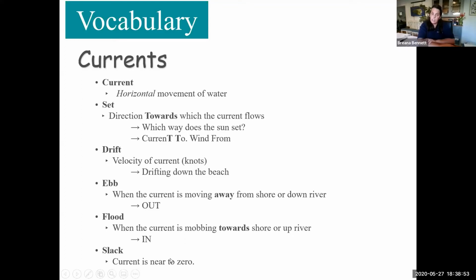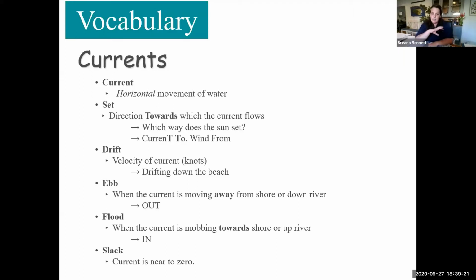Slack is when the current is nearly 0. So it doesn't quite have a direction or a speed. It's right in between where it was flooding. Now it's kind of slowed and stopped, and then it's going to start going the other direction again. So it's right in between that ebb, then it goes to slack, and then it goes to flood. Then it goes to slack, and then it goes to ebb, then it goes to slack, then it goes to flood. And it's a cycle.